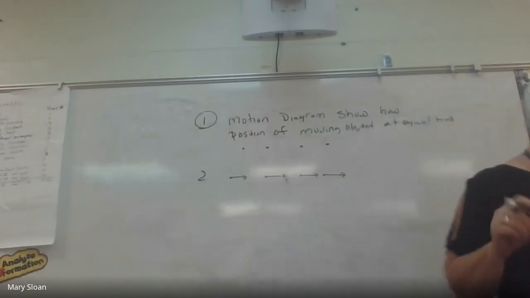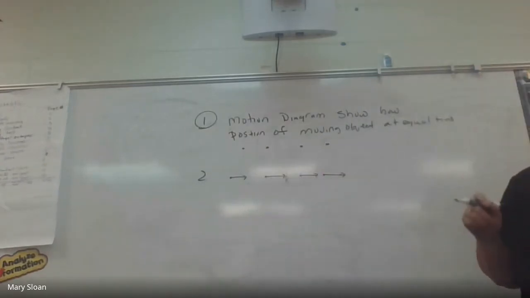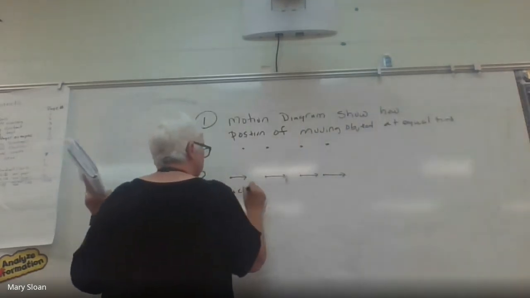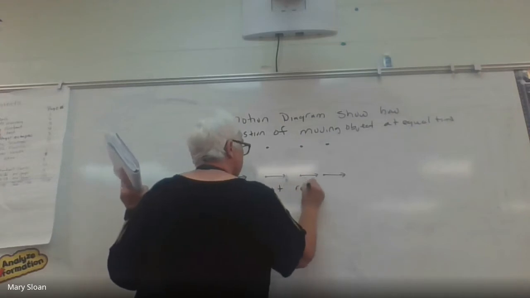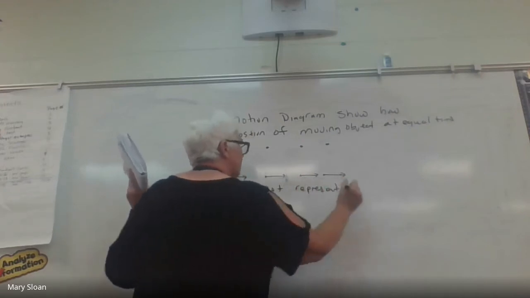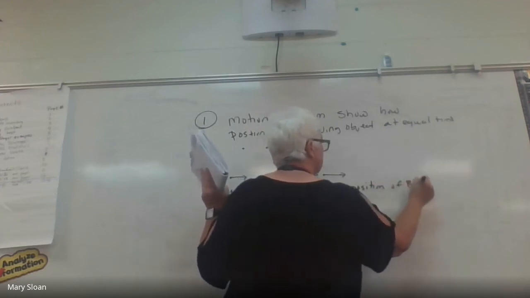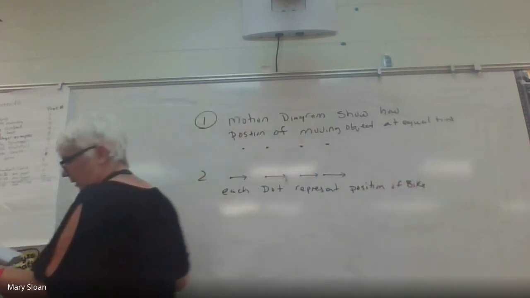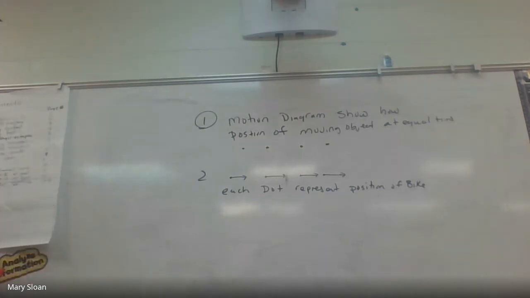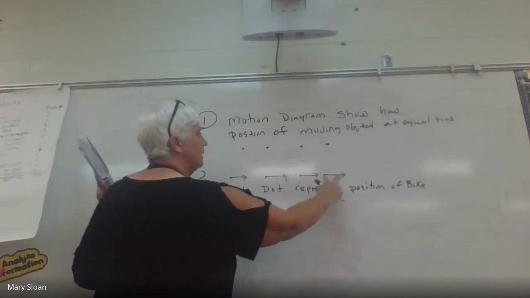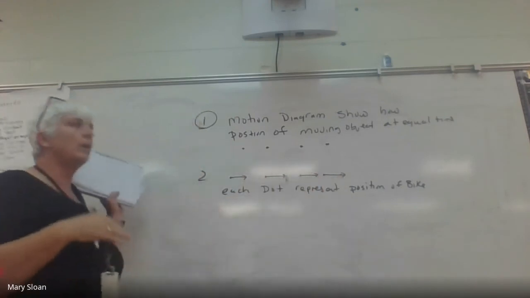I wrote down each dot represents the position of the bike. Also put on here that the elapsed time is equal spacing, rate is constant. So what I mean by that is the arrows are the same length. This is telling you he's going.